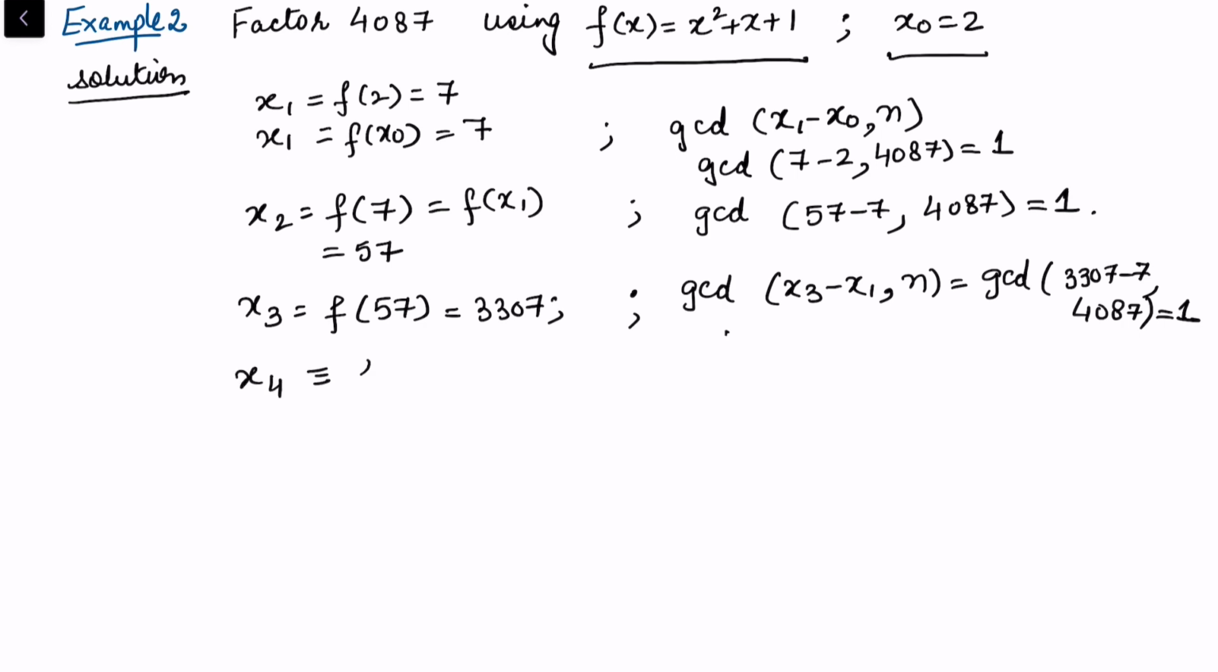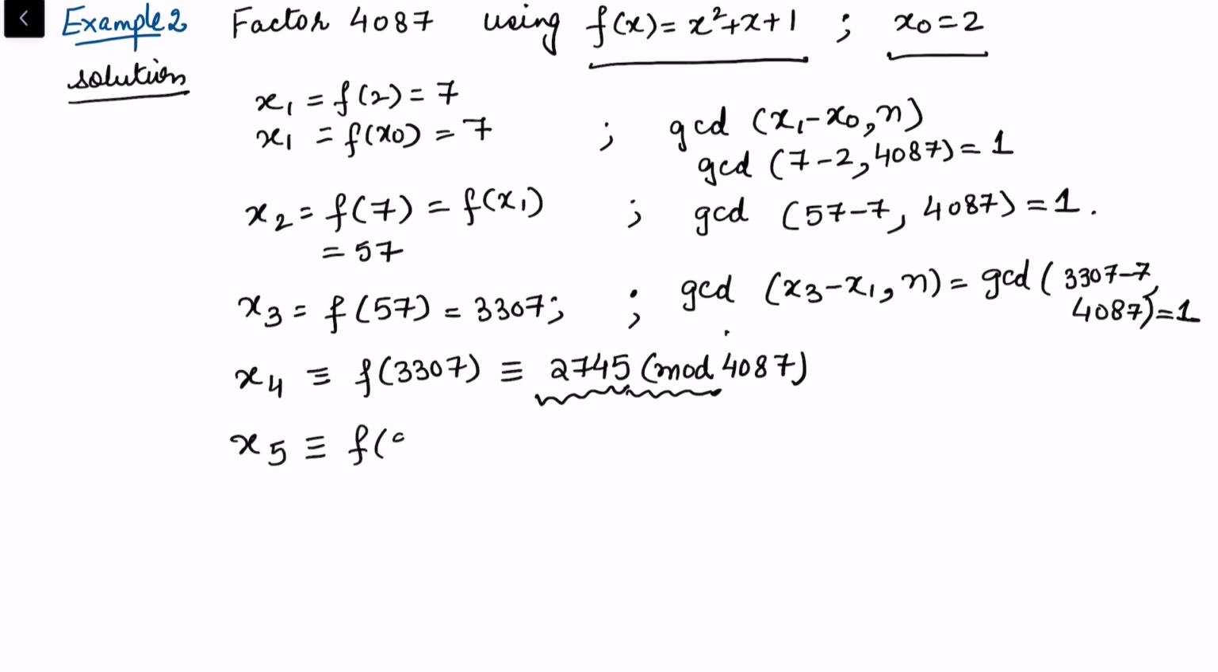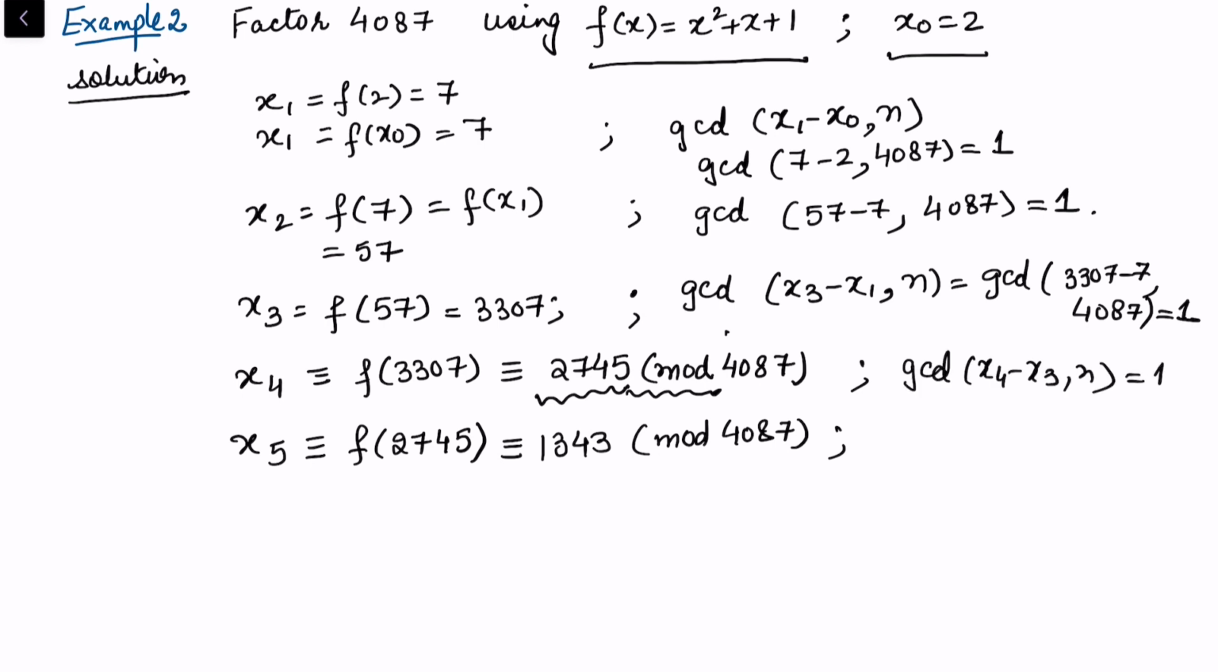We find x4. This is f of 3307, the previous x3. This will come out to be 2745. And as soon as we start getting integers which are larger, we should start considering them with respect to the modulo integer 4087. This is very much the same as I've done in my earlier video. And then x5, as we expect, now the integers will give us a larger quantity. So try finding them with respect to mod 4087 and write a reduced integer. So here we look for the GCD of x4 minus x3 with n. We find that this is also 1.